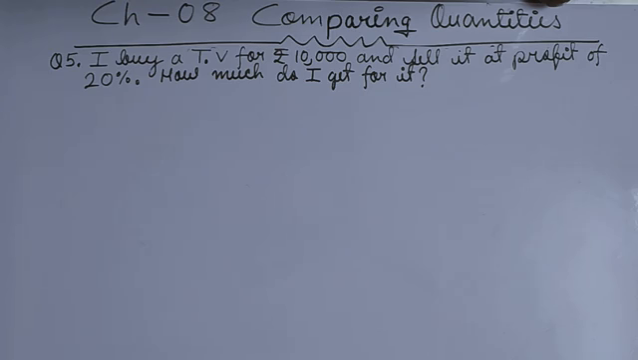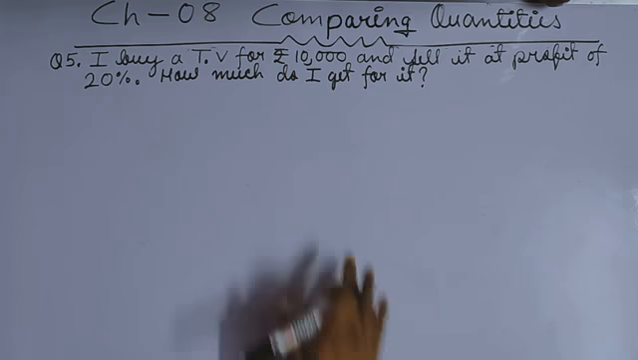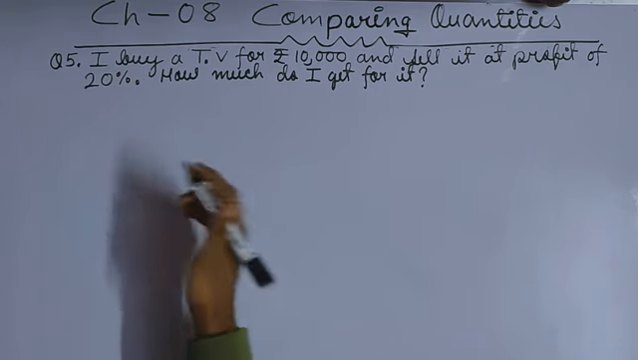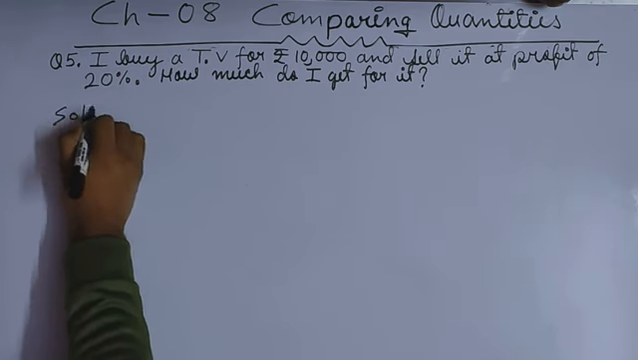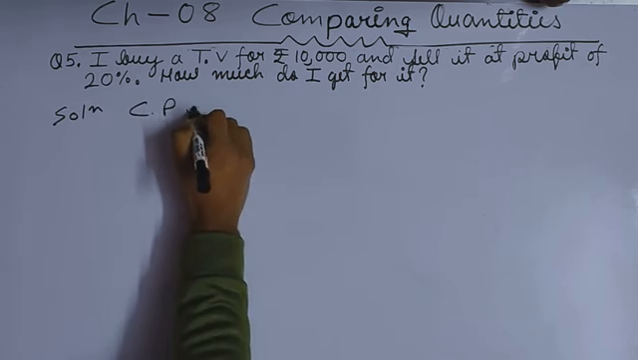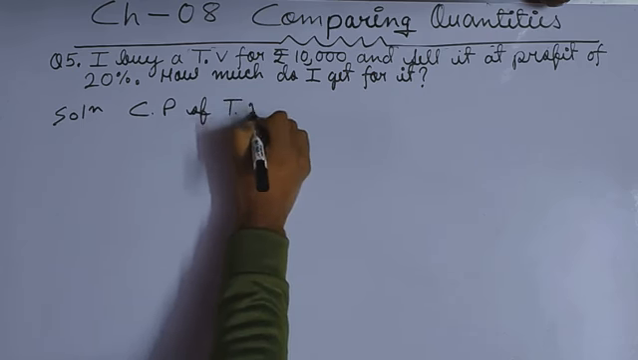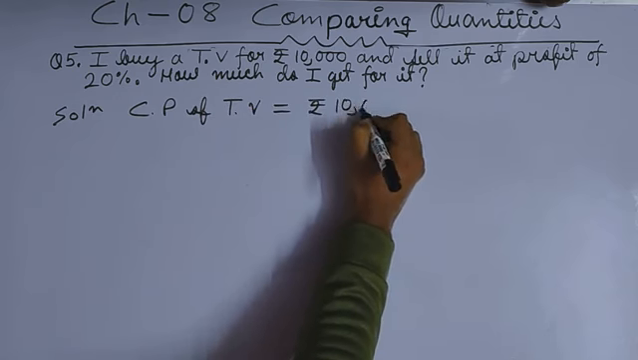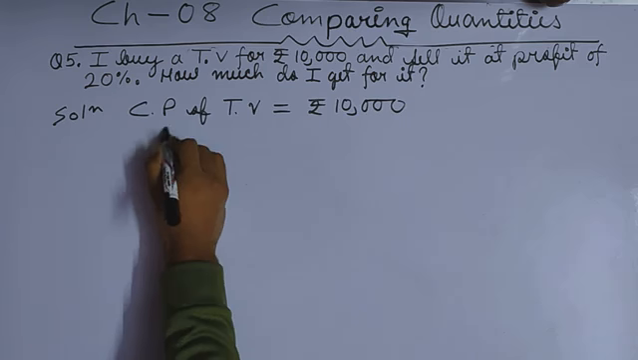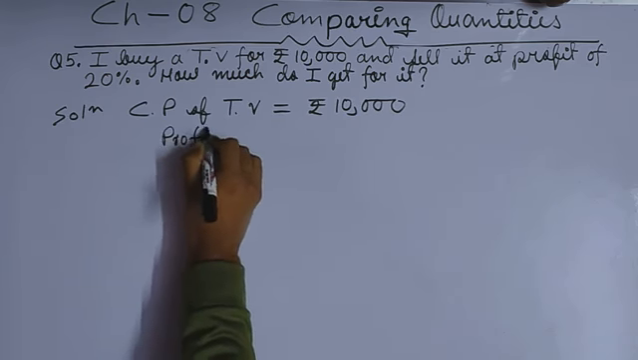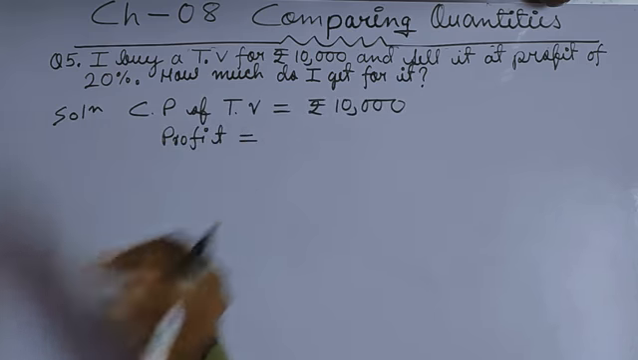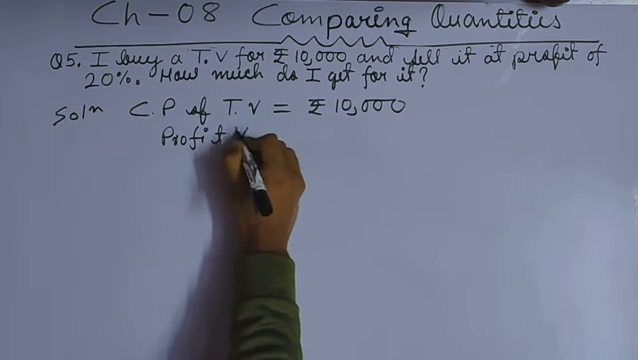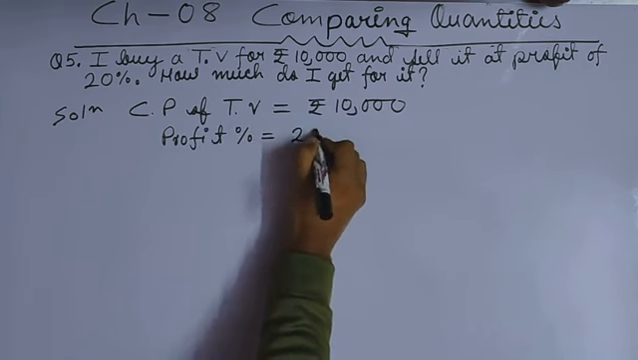So now, what is given to us? We have been given the cost price of the TV, because I have bought it from somewhere. So CP of TV, that is given to you, how much? Rupees 10,000. And we have been given profit percent. हमें क्या given है? Profit percent is given to us, that is 20%.